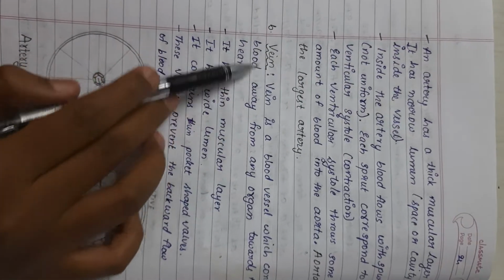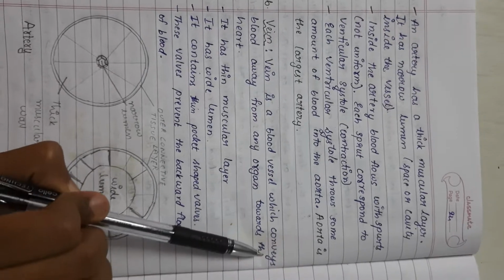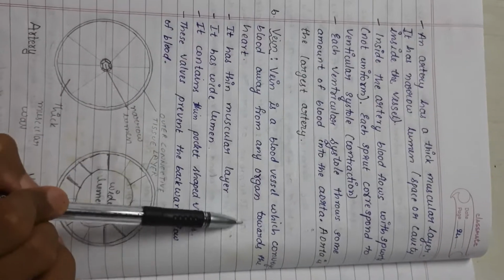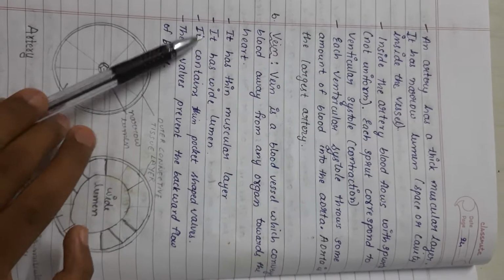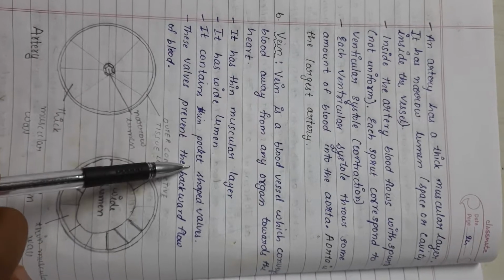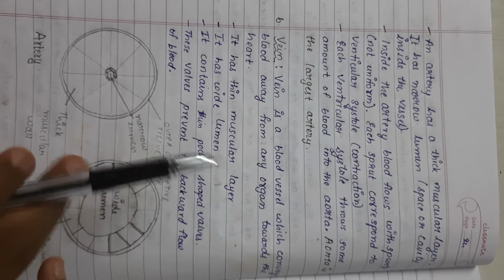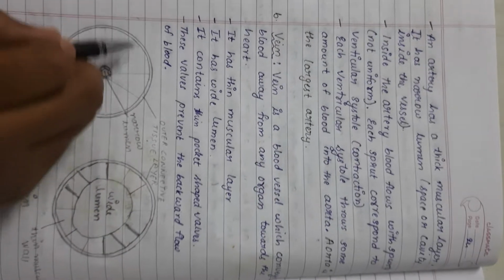Now, let us come to vein. Vein is a blood vessel which conveys blood away from any organ towards the heart. It has a thin muscular layer. It has a wide lumen. It contains thin pocket-shaped valves. These valves are used for preventing the backward flow of blood.